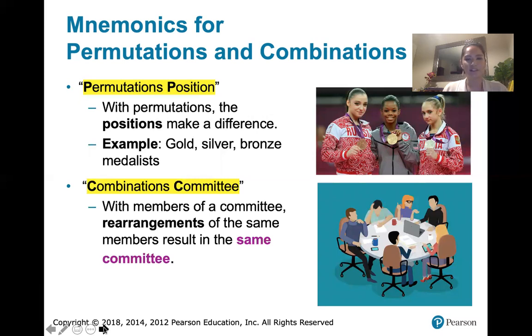So think combinations are associated with committees, as rearrangements result in the same committee, and permutations are associated with position. If you change the position, you've got a different permutation.